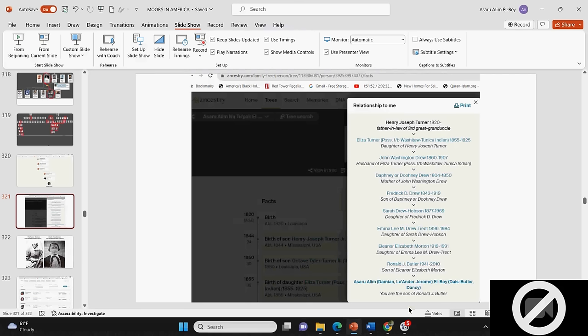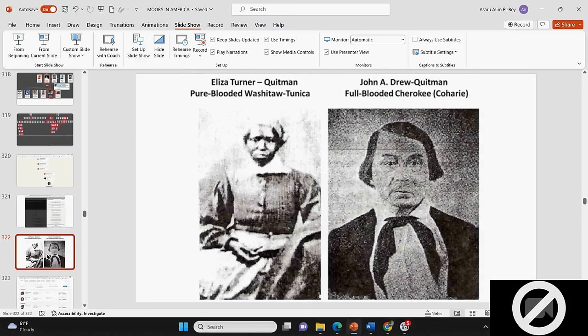This is the relationship to me. This is my direct lineage to those whose names we've been reading about all this time. You see? Eliza Turner, Henry Joseph Turner, the names which are on the landmark case of the heirs of Henry Turner versus the United States. So I'm the family of those who won that case.